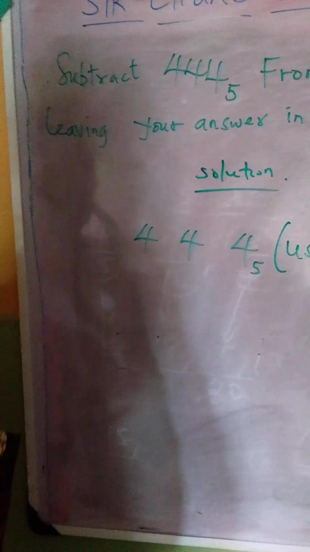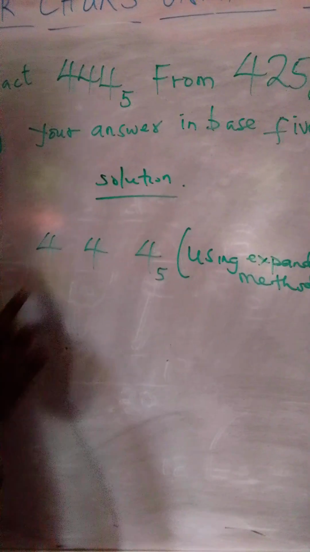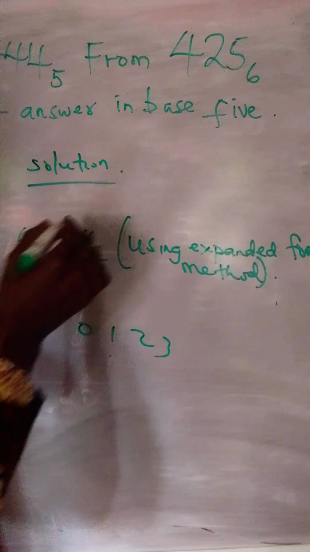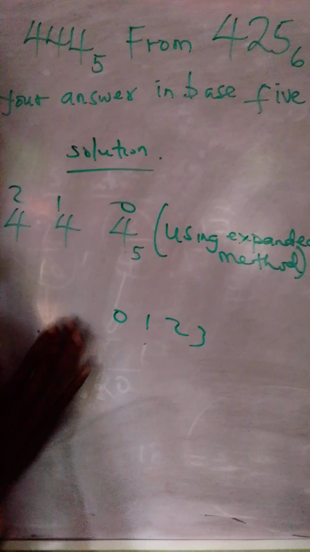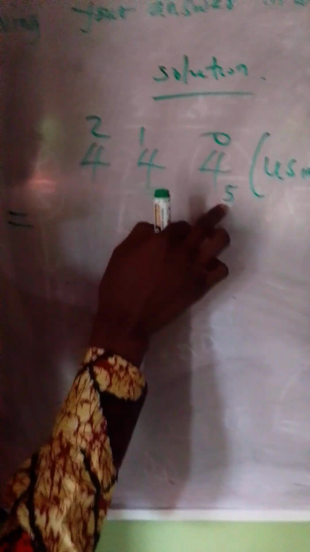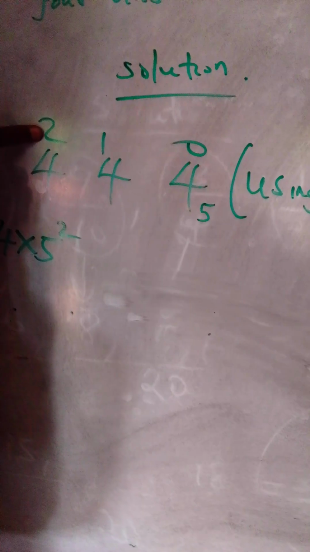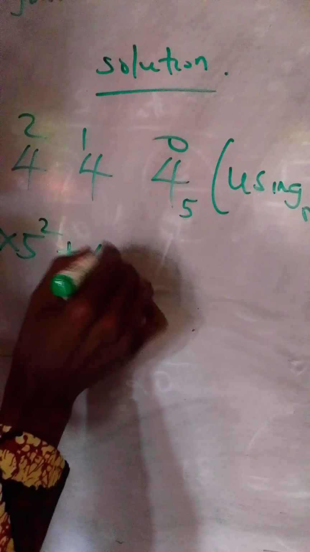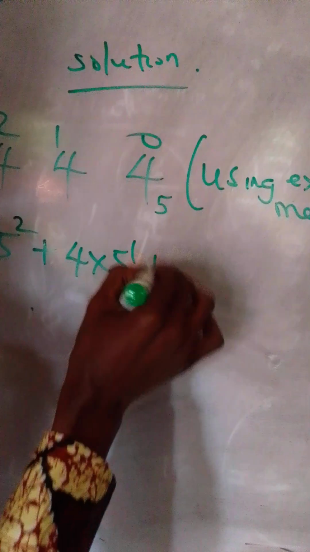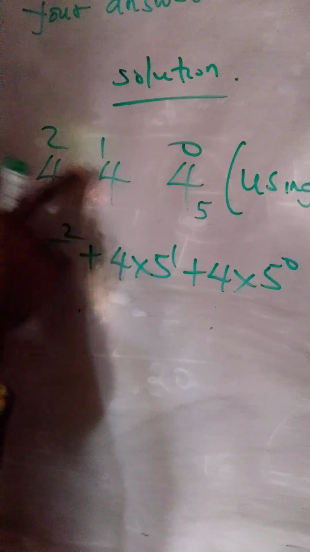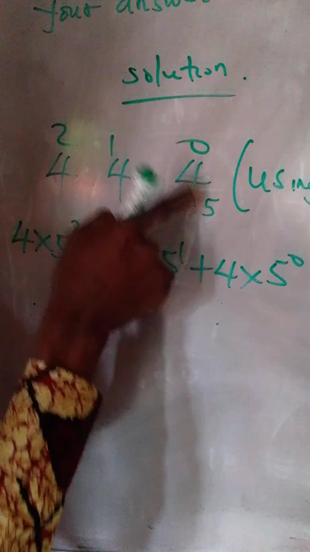In using the expanded form method, you number the digits. We have 3 digits here, 1, 2, 3. Numbering the digits with the values 0, 1, 2, starting from the back. Then I'll multiply each of the digits by the base: 4 times 5 raised to power 2, plus 4 times 5 raised to power 1, plus 4 times 5 raised to power 0.